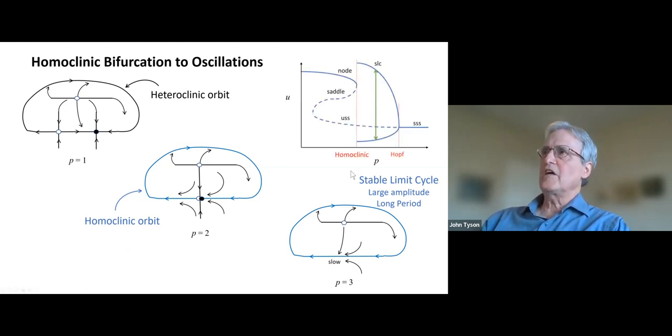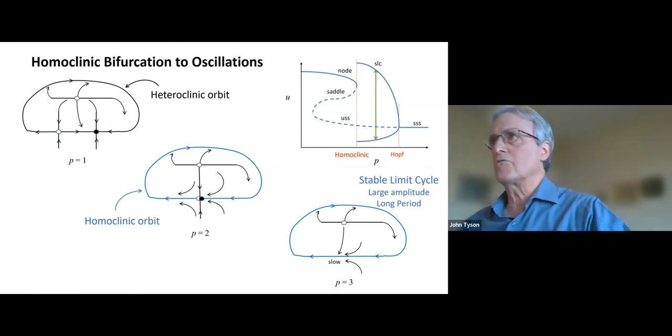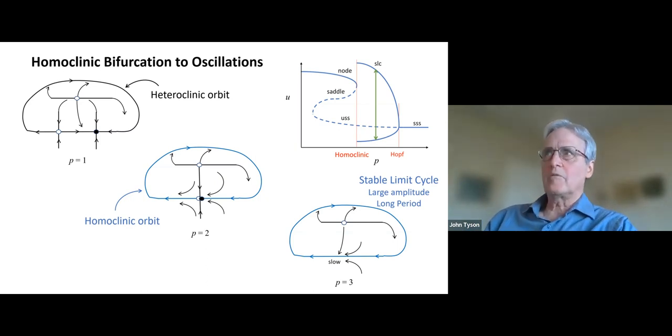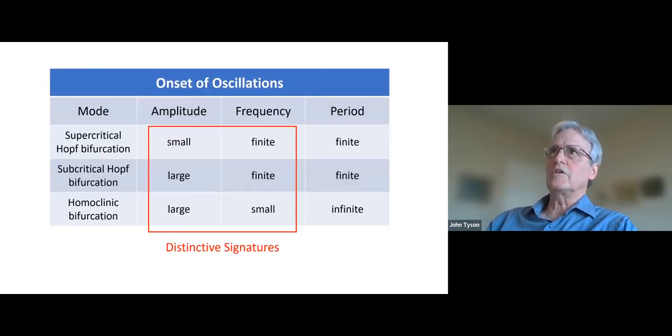And a bifurcation diagram for a homoclinic bifurcation to oscillations is a rather complicated picture that combines all the other bifurcations that we've talked about so far. But this is a very common route to periodic solutions in nonlinear differential equations.